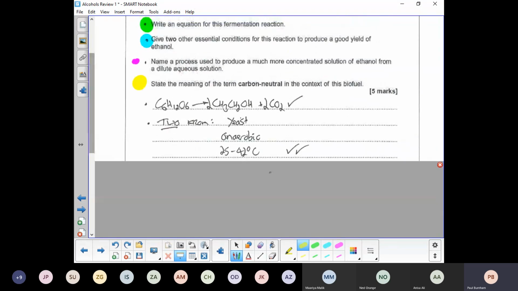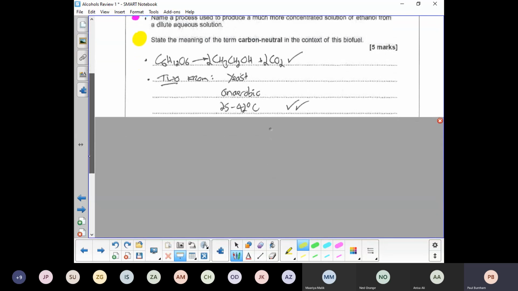The trickiest, actually, when you look at this question, is the 3rd one. Name a process to produce more concentrated ethanol from a dilute aqueous solution. Well, if you think about that, to turn my ethanol into a more concentrated solution, I need to remove, if you like, either the water from that solution or the ethanol from the water. And the easiest way I can do that is to remove the ethanol from the water. Ethanol has a lower boiling point than water.